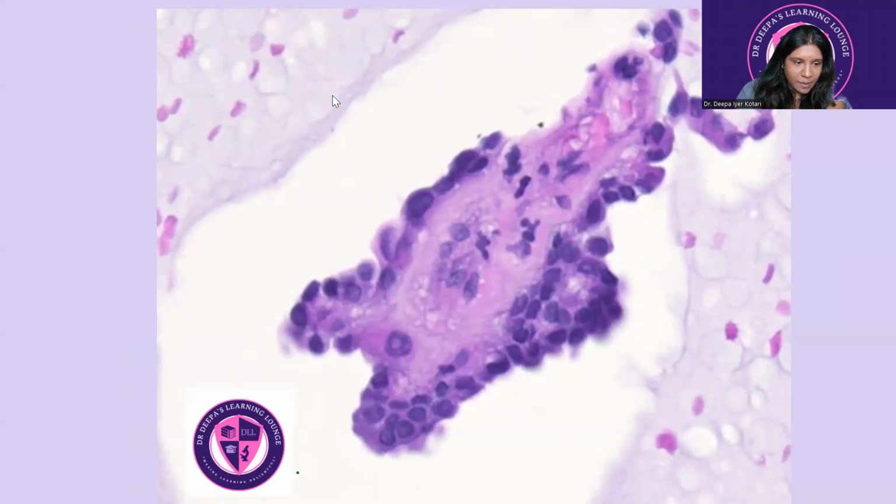Next image, you are able to see this cell in the center. Let me just pull up the pen. Yeah, I was talking to you about this particular cell. You're able to see here that there is a central pale area.